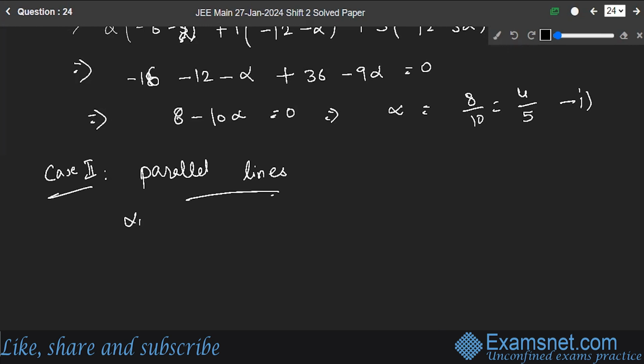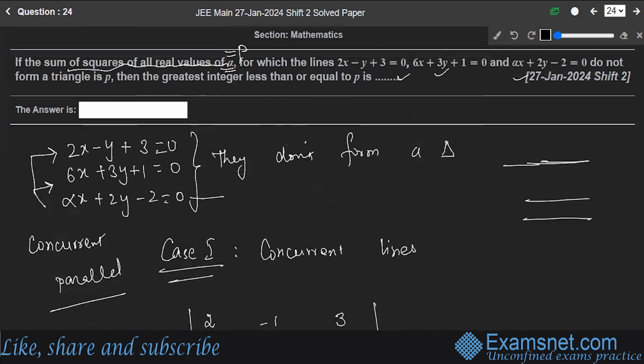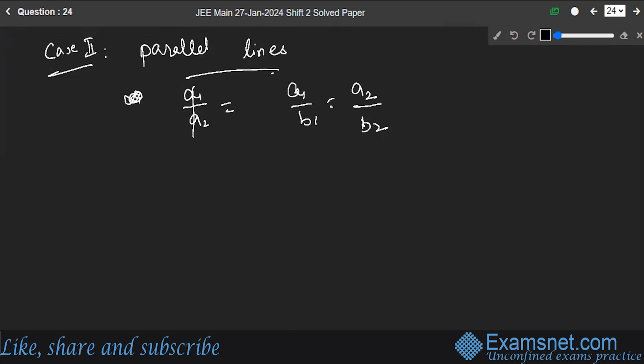For the lines to be parallel, the condition is A1 upon A2 is equal to A1 upon B1 is equal to A2 upon B2, and that's not equal to C1 upon C2. From here, if I pick up these two lines, you have alpha upon 6 is equal to 2 by 3.